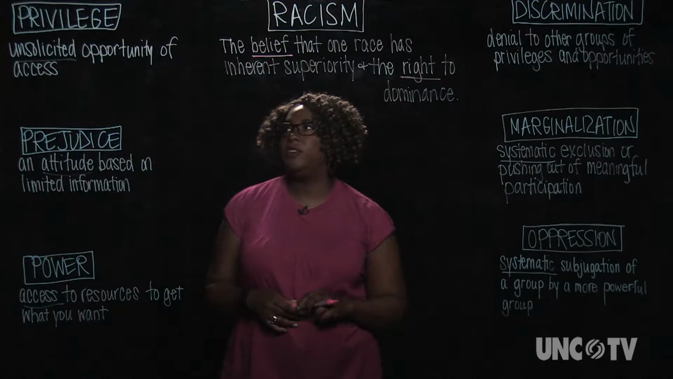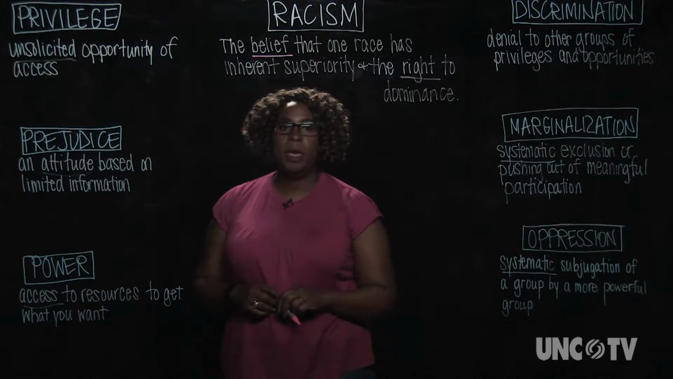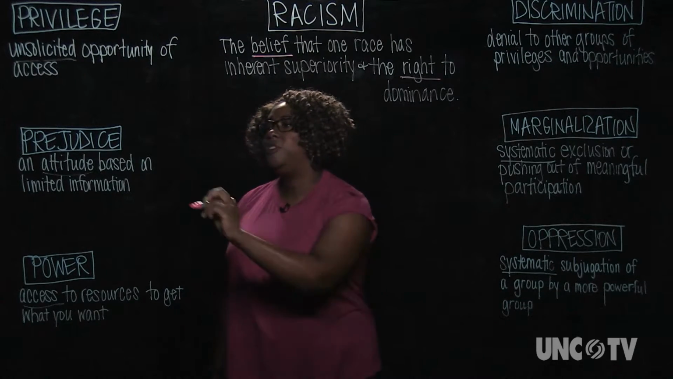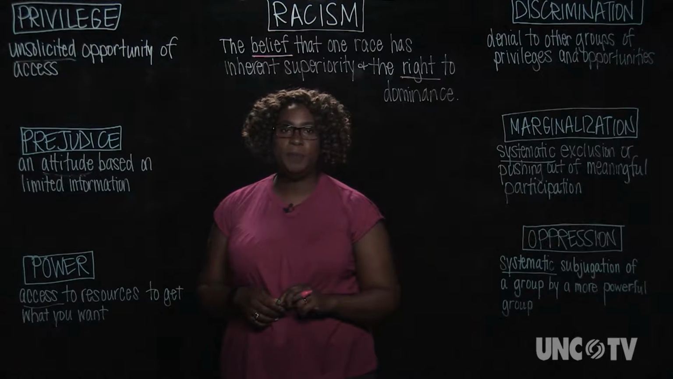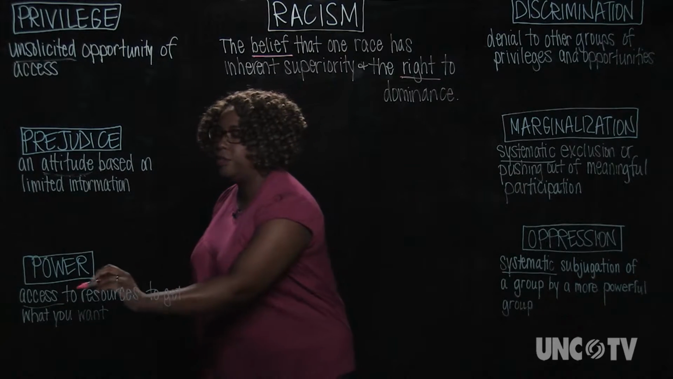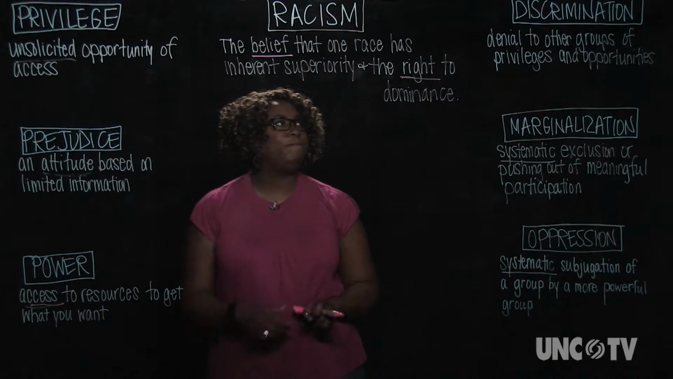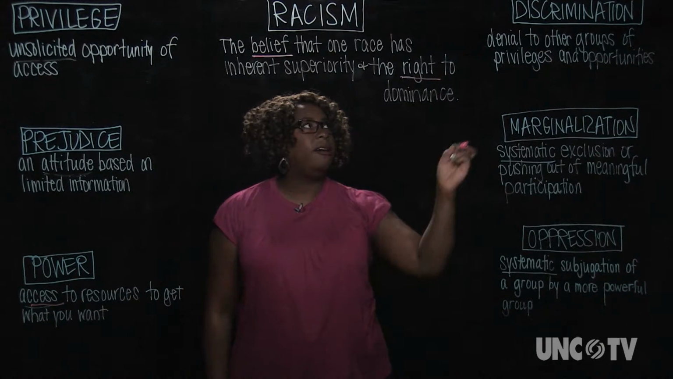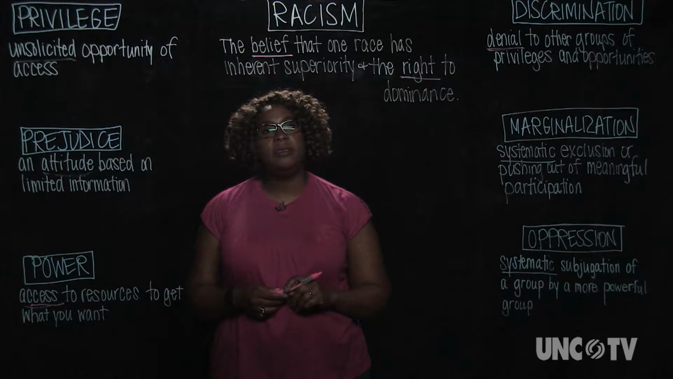First, we have privilege, which is an unsolicited opportunity of access. Next, we have prejudice, which is an attitude based on limited information. Third is power, which is access to resources to get what you want. Next, we have discrimination, which is denial to other groups of privileges and opportunities.